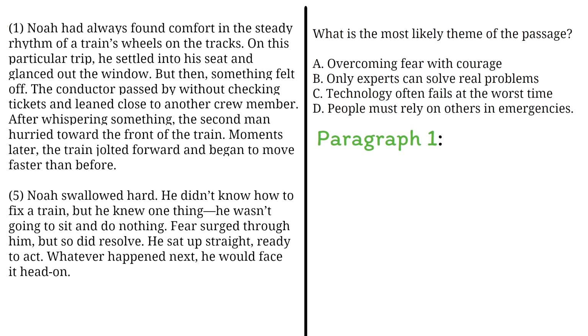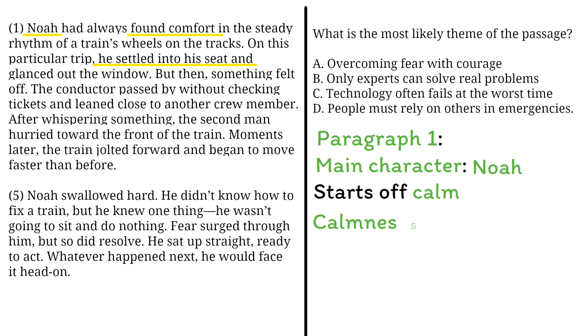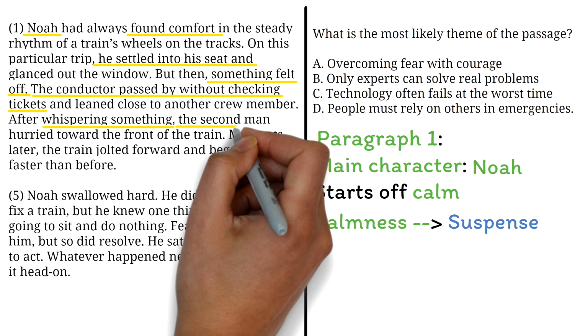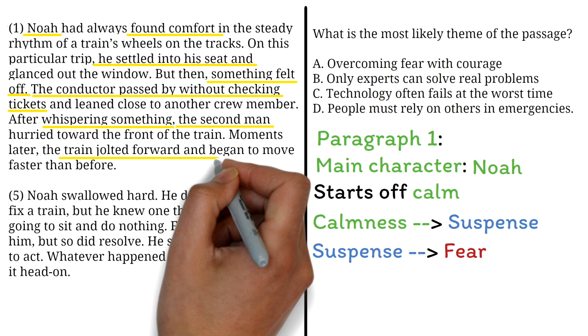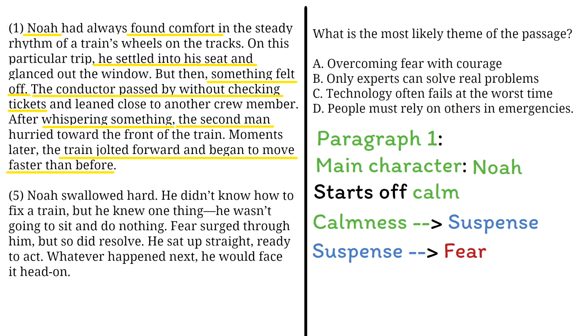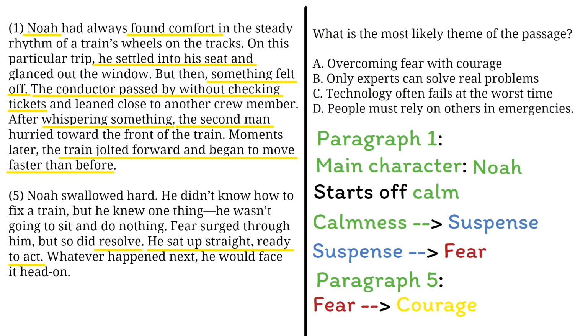So in the first paragraph we see that the main character, Noah, starts off calm when he settles into his seat on the train. But that calmness quickly turns into suspense when something feels off. The conductor passes by without checking tickets and whispers to another crew member. Then, the suspense shifts to fear as the train suddenly jolts forward and begins speeding up. Now, in the last paragraph, we see an emotional shift in the main character, Noah, as he builds up his resolve. He sits up straight, ready to act. His fear turns into courage.